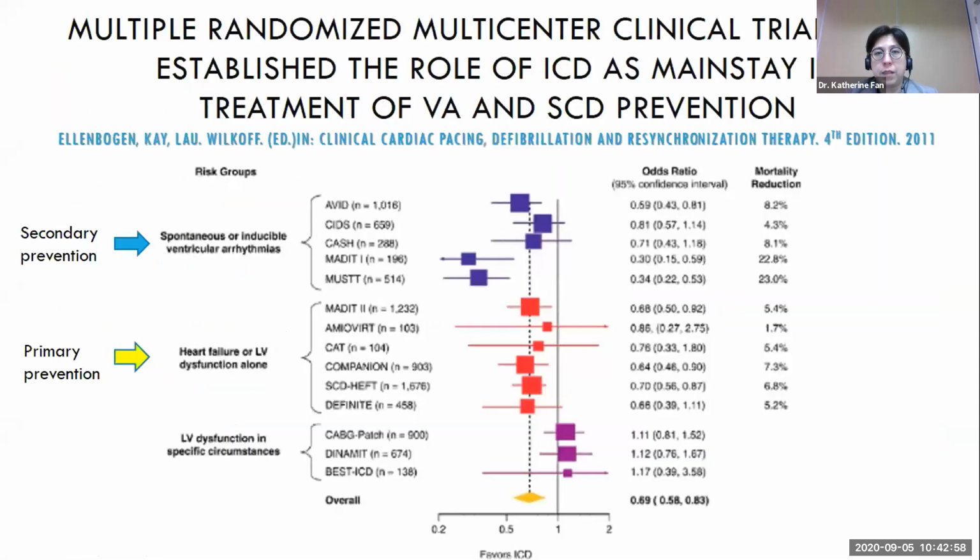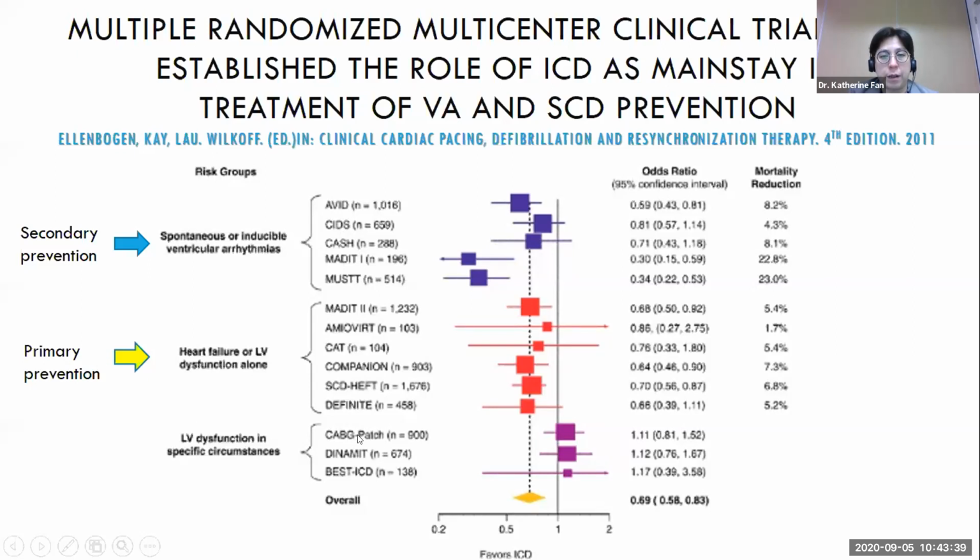Multiple randomized multi-center clinical trials have established the role of ICD as the mainstay in treatment of ventricular arrhythmia and sudden cardiac death prevention. In this diagram, you can see the first studies shown here are the landmark studies for establishing our secondary prevention criteria. And those in the middle, as highlighted by the yellow arrows, are the patients who have heart failure or left ventricular dysfunction alone, but no documented ventricular arrhythmia beforehand. These are the high-risk group we indicated as primary prevention.